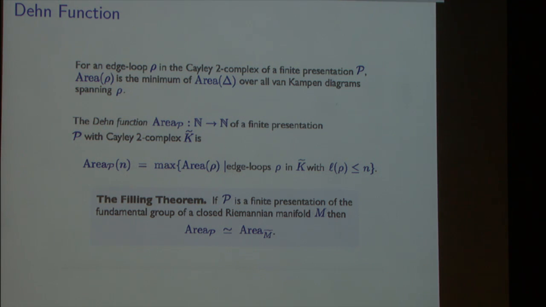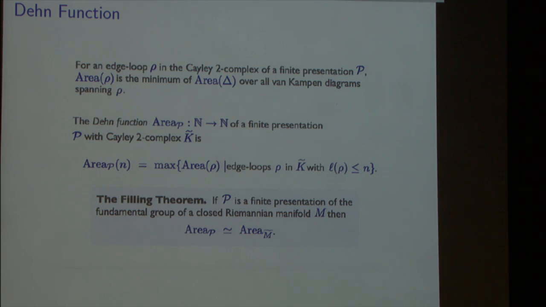And then, okay. So the Dehn function is the maximum of areas of loops in the Cayley complex such that the length of the loop is less or equal than n. Let's look at this. So basically, we go over all words equal to 1 that have length n, compute areas of these words, so basically areas of minimal van Kampen diagrams corresponding to these words, and take the maximum of this, right? So it's the maximal area for all words of length less or equal than n.